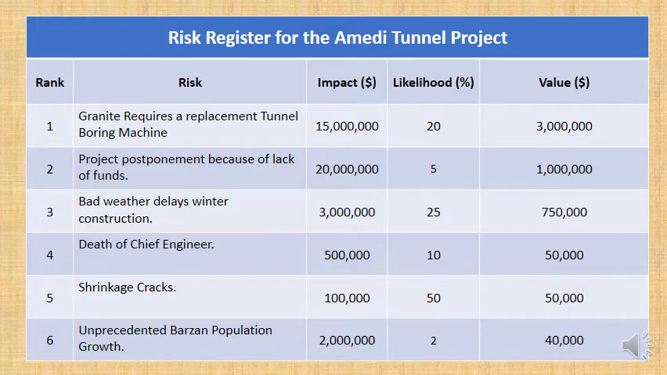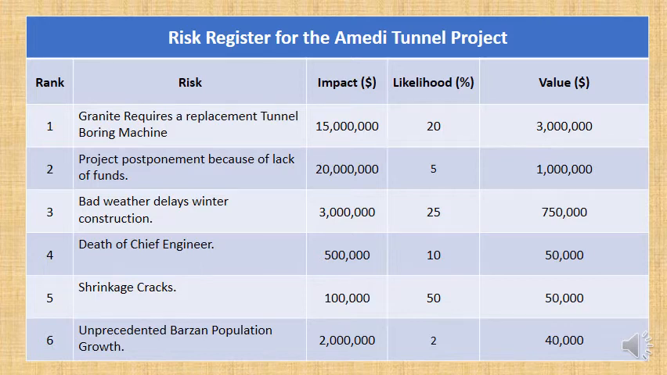Number 3, bad weather delays the winter construction. Well, the impact would basically be in time delays, and that would be 3 million. And the probability of that is 25%, a 1 in 4 chance, so the value is $750,000. The death of the chief engineer, well, the impact there would be 500,000, and the likelihood is 10%. Gosh, there's a 10% chance he could die during the course of the project. That's a problem. Now, shrinkage cracks, so the value would be 50,000.